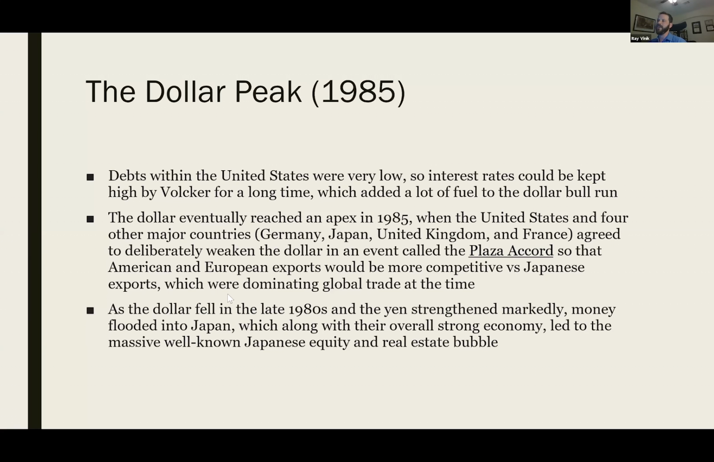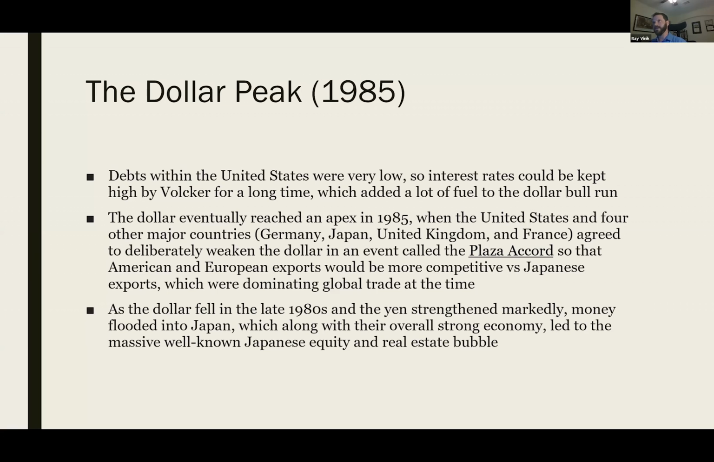And in 1985, Germany, Japan, the UK, and France decide, look, we want to weaken the dollar. They actually had an accord called the Plaza Accord. And the main reason was Japanese exports were extremely competitive in the world. Japan was the China of the time. And Europe and the US just wanted to compete against that. So they decided they're going to weaken the dollar together. And as a result, the dollar started to fall into the mid 80s, into the late 80s.